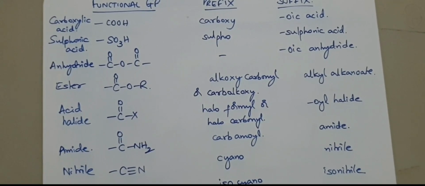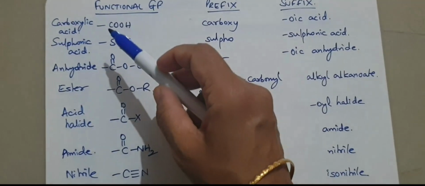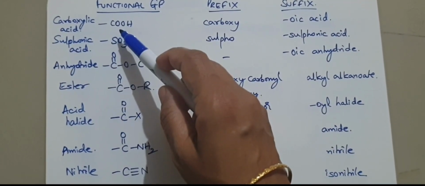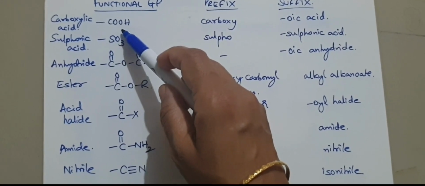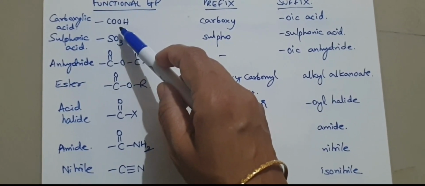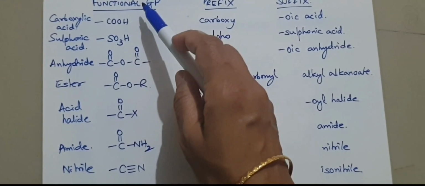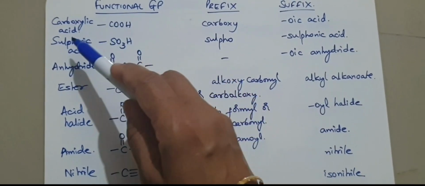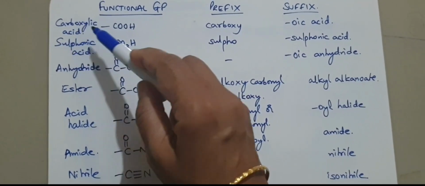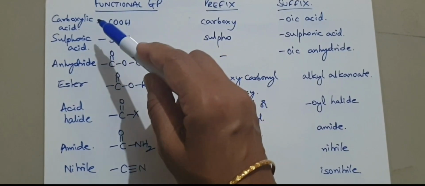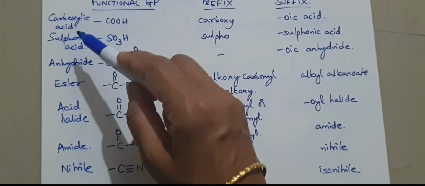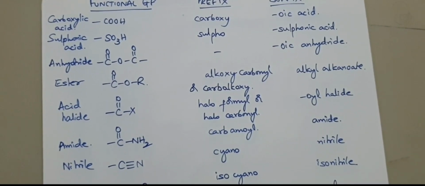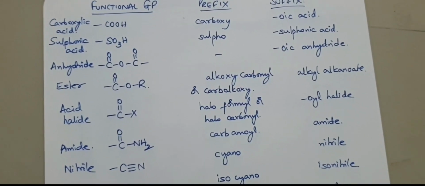So what is a functional group? If you take a set of elements which are present in an organic compound and decide the properties of that particular compound, then that group is called the functional group. For example, COOH is a carboxylic acid, and the class of compounds which belong to carboxylic acids have general methods of preparation and common chemical properties.